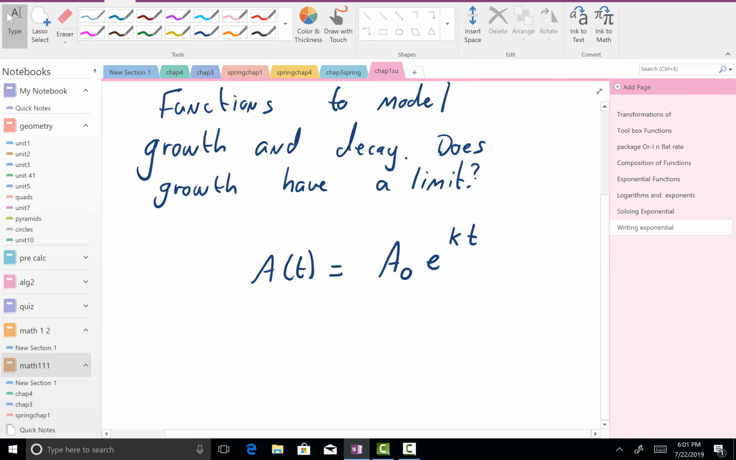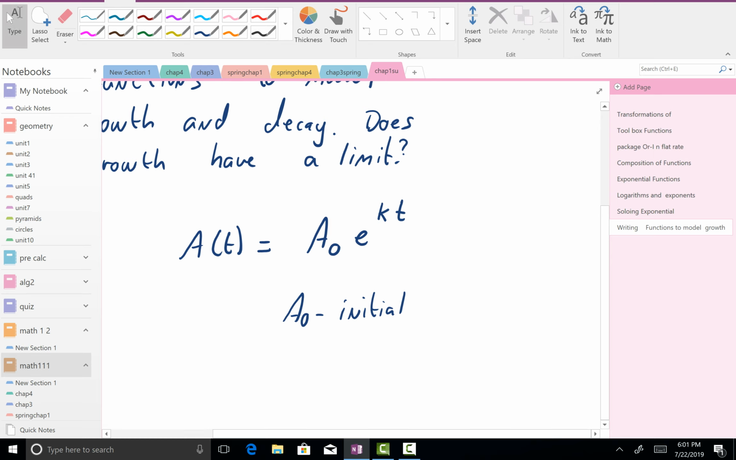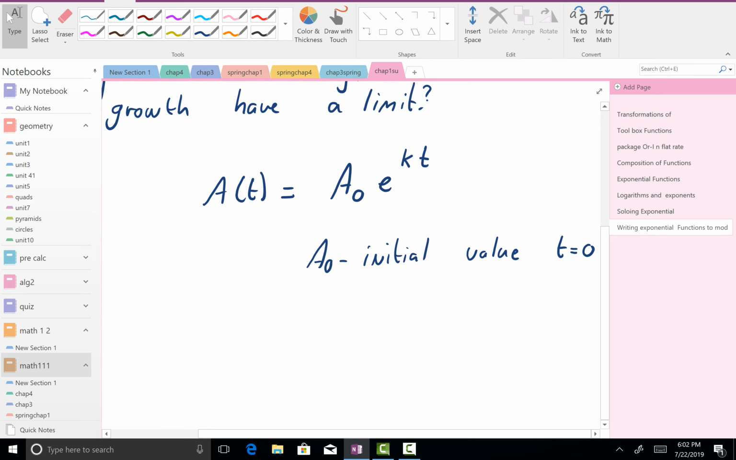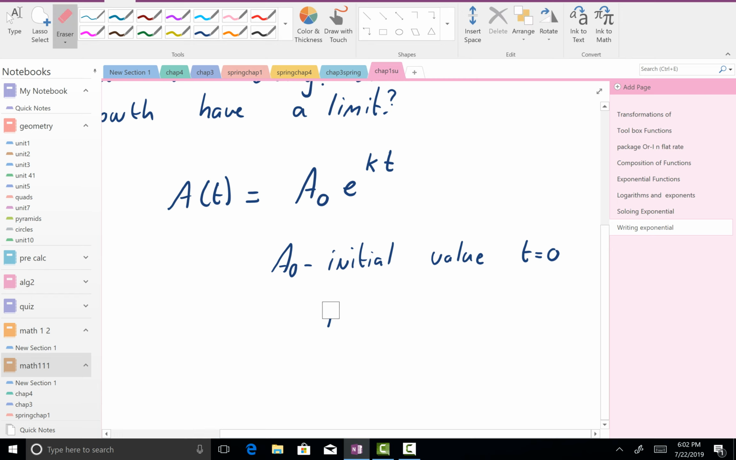So this, A of t, is some sort of population that is growing, okay? A sub 0 is the initial, just like we had with the temperature when we did some of this before. e is e. k is a constant that usually represents some type of rate. And of course, t is time.